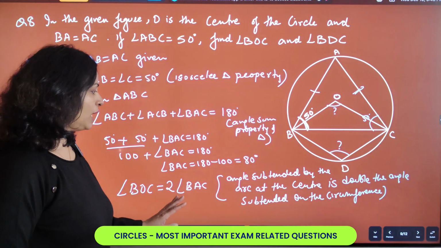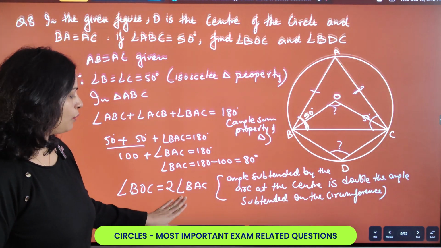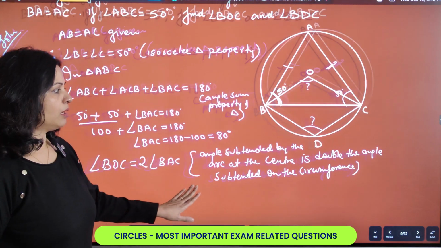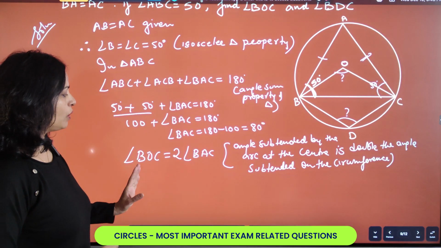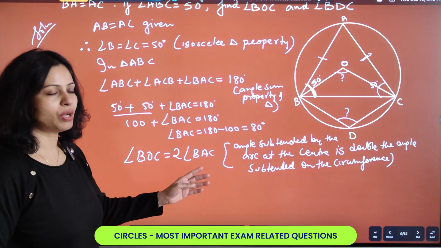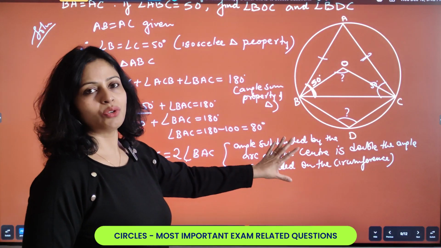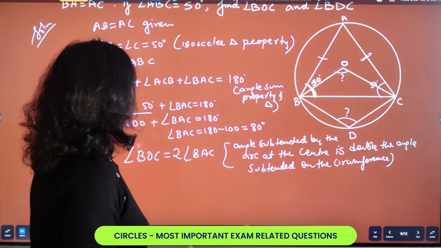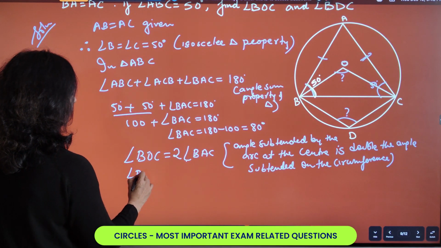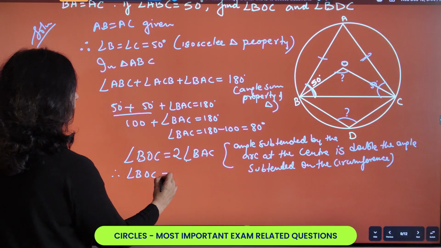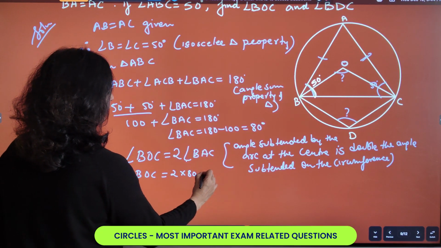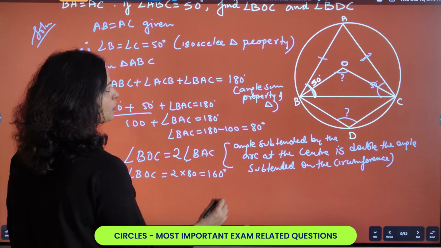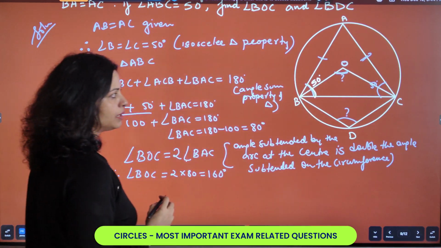You have to write this reason always. If you don't write the reason, you may not get the marks. So when you're writing angle BOC is equal to twice angle BAC, you must write the reason behind it. This is the theorem statement you have to write. Therefore angle BOC will be twice of 80 degrees, that is 160 degrees. So we got this as 160 degrees.